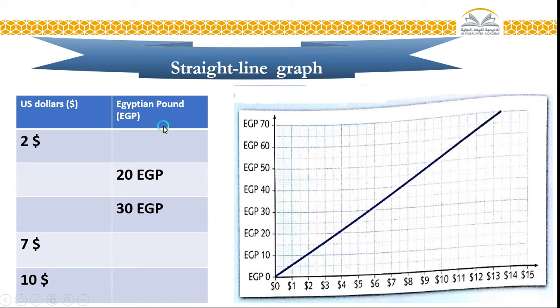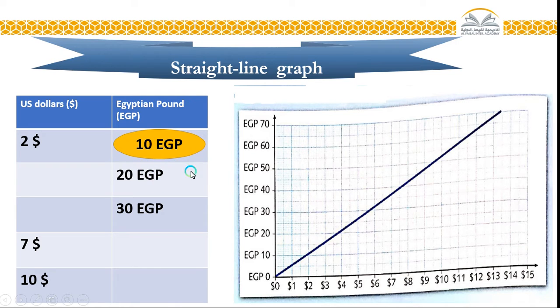How many Egyptian pounds correspond? Okay, I have here $2. I will start from this $2 and go directly to the straight line graph, and when I cross this line I will change my direction to the EGP. I will find that it's 10. So I will read $2 equals 10 EGP.